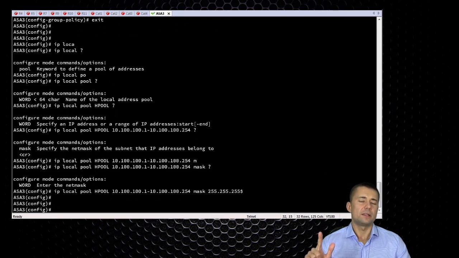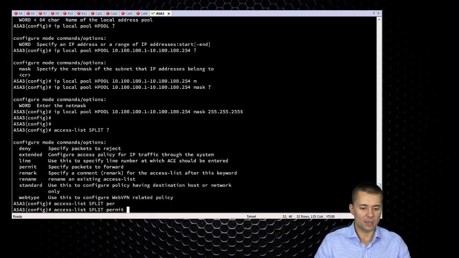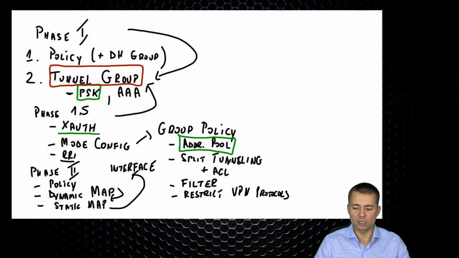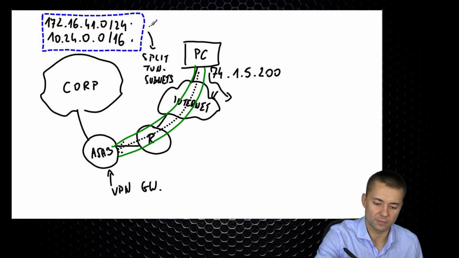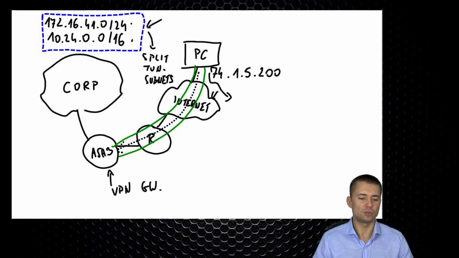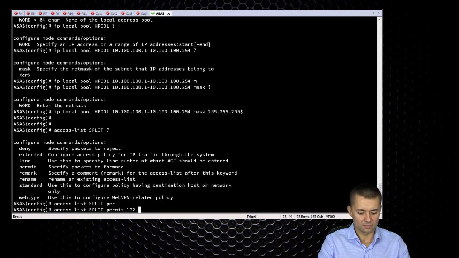I need to define an access list for split tunneling. Now let's call it split. And the subnets we will be using, these are those networks, 172.16.41 and 10.24/16. So they all go to a single access list.